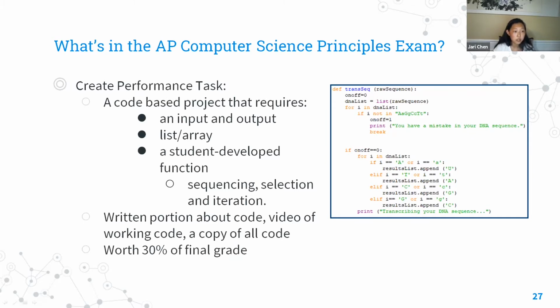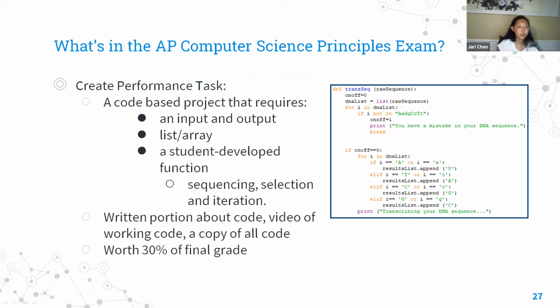On top of the actual code in this project, you also have to complete and turn in a written portion about your code. You have to turn in a video of your code working, as well as a copy of everything that you wrote. This is worth 30% of your final grade. The written portion about the code is, in my opinion, fairly easy because College Board gives you questions that are the same every year, and they ask you to answer these questions about the code. Sometimes you have to upload snips or screenshots of your code into them as well.